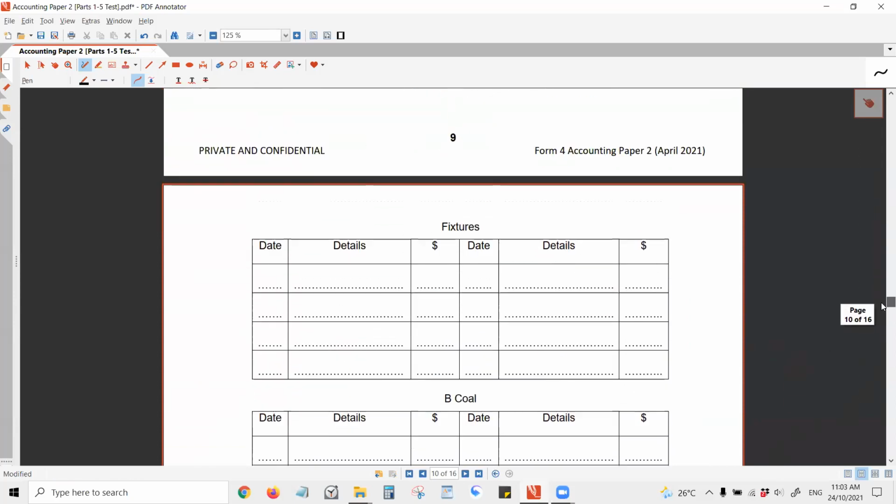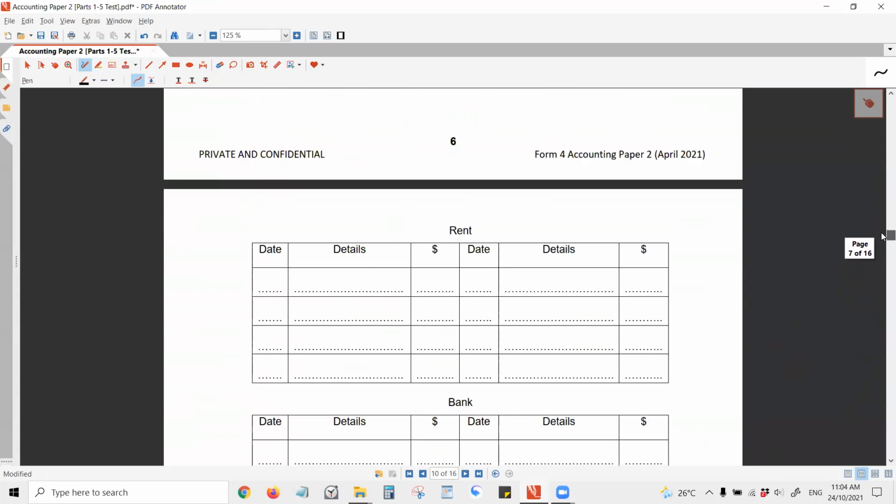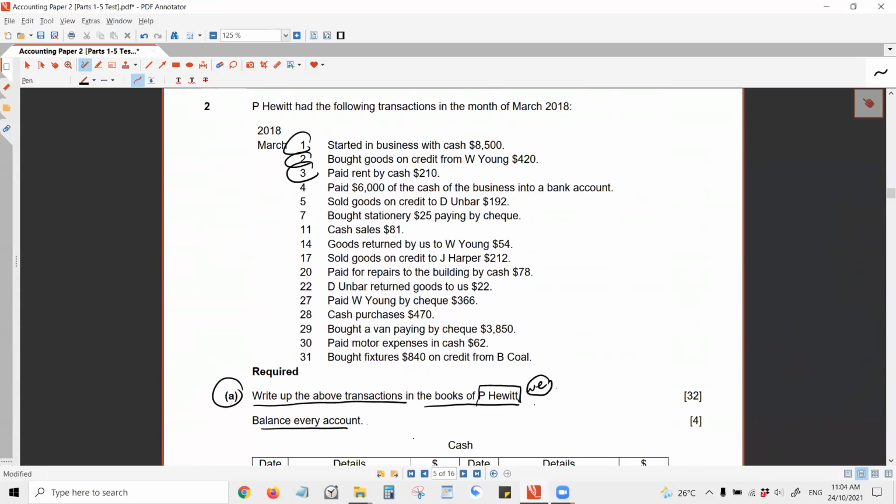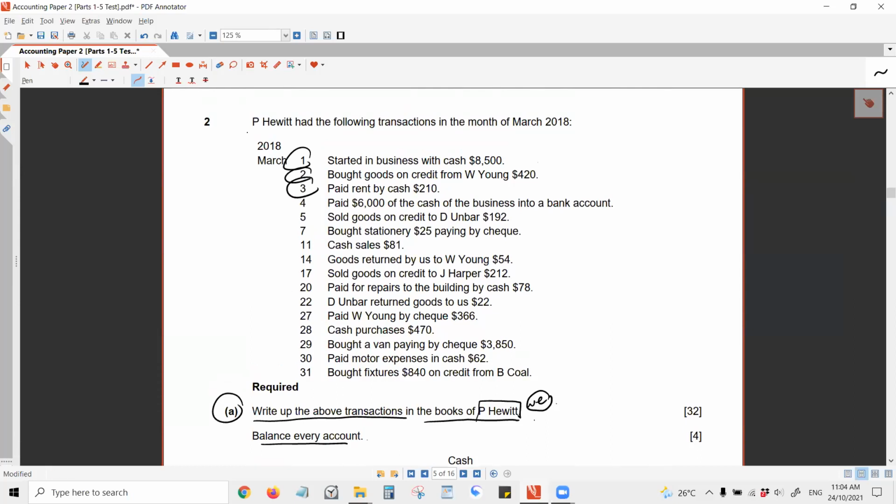Many key accounts here is meant for you to master your data entries. So as I said, I'm going to just show you a few because it's very repetitive. If you know the data entries, then you know how to do, right? P. Harriet had the following transactions in the month of March 2018.